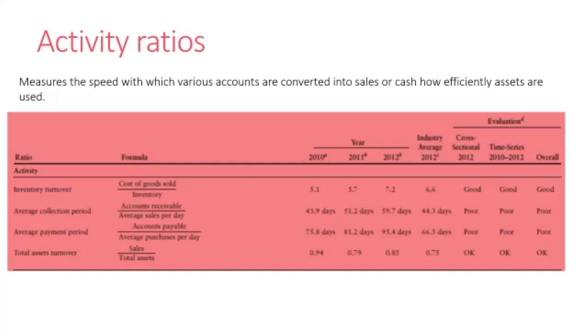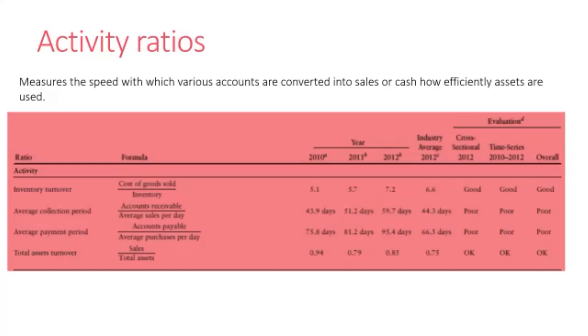Average sales per day, divided by average sales per day. Now there's a formula to find average sales per day. Let me come back to that slide. All right. But the next one you want to look at is the total asset turnover.